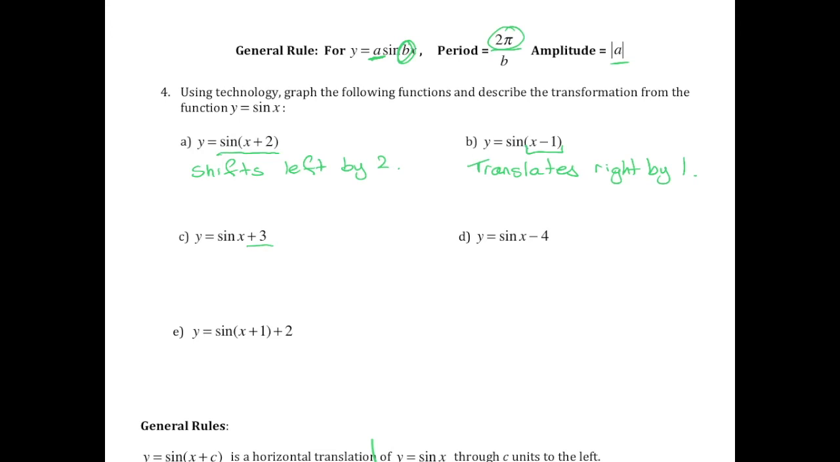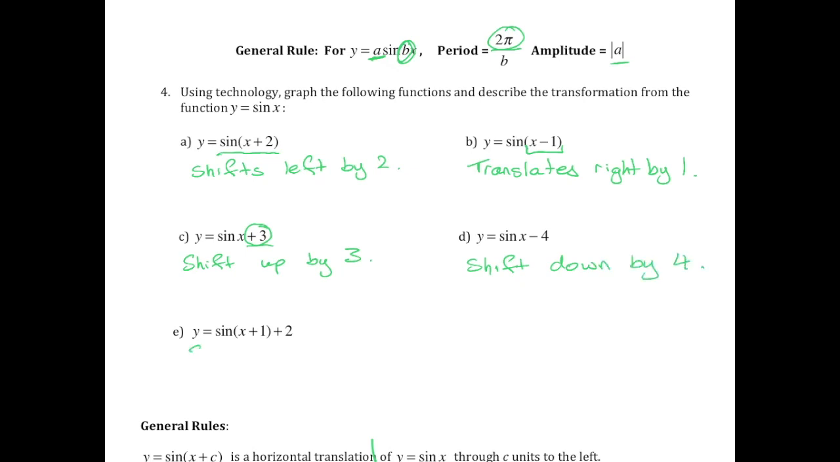Would anyone like to suggest what the translation is? Up by 3. So, because this +3 is outside of the function, it's affecting the y value. So we shift up by 3. What about D? Down by 4. Beautiful. Shift down by 4.